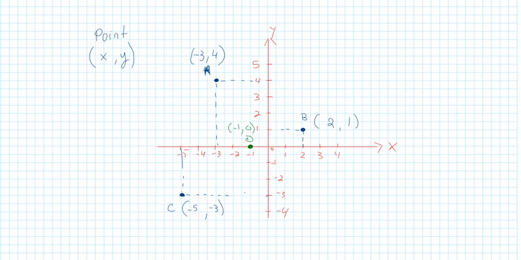Okay? Now what if the point is right here? What is that point? So what's the x value here? 0, because you see it's on the y-axis, so x is 0, and y is 5. Okay? So you need to be able to locate these points. Okay? Are we good with that?